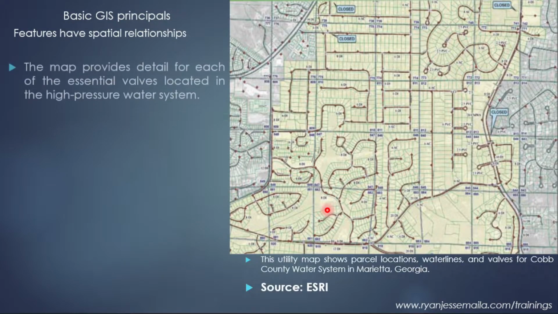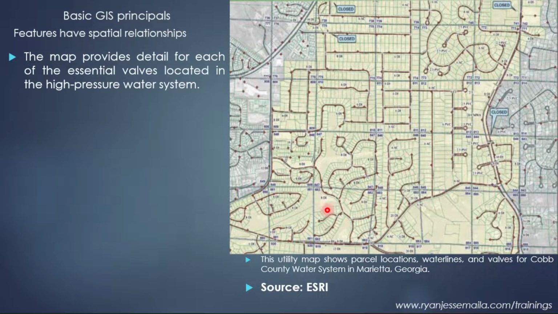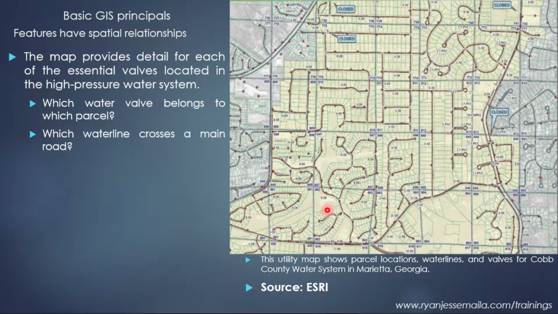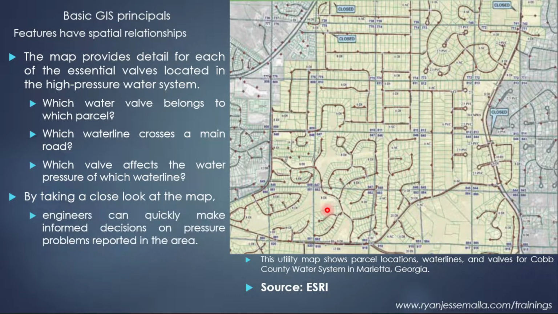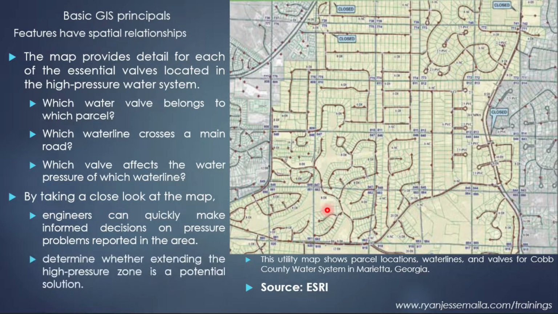Still looking at this map, which provides a detail for each of the essential valves located in the high pressure water system. Which water valve belongs to which parcel? All those questions can be answered. Which water line crosses a main road? All those questions can be answered. Which valve affects the water pressure of which water line? By taking a closer look at the map, engineers can quickly make informed decisions on pressure problems reported in the area and determine whether extending the high pressure zone is a potential solution or not.